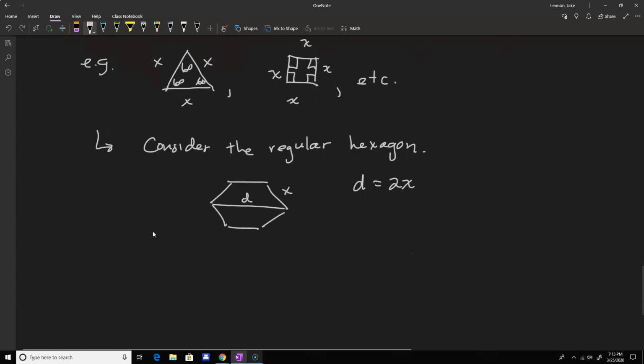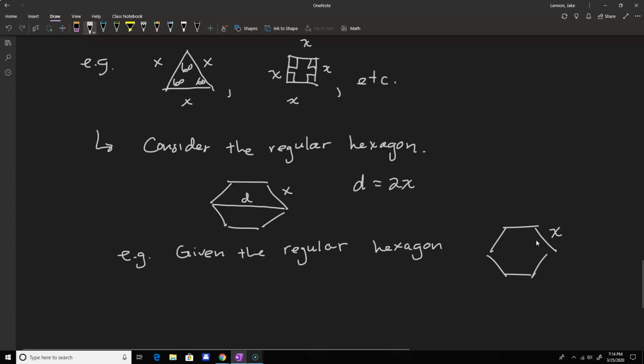So for instance, given the regular hexagon, let's say we have it right here. I need to give you some numbers since we're doing an example. So let's say it has side length 7 meters. Find the length of the diagonal D here. So let's say find D.